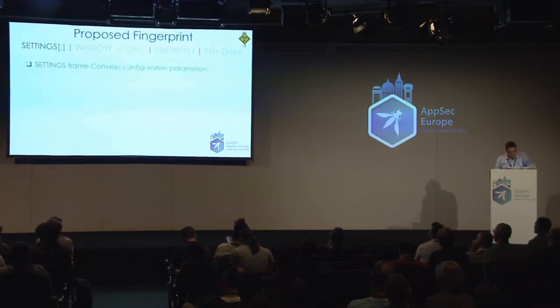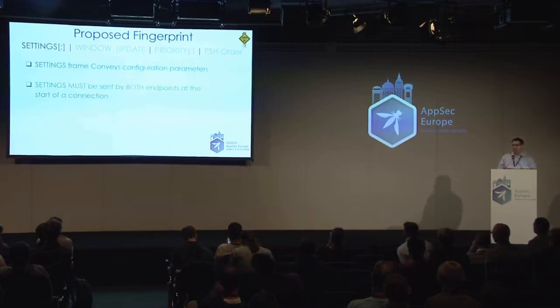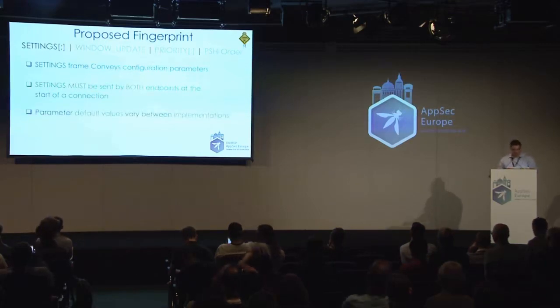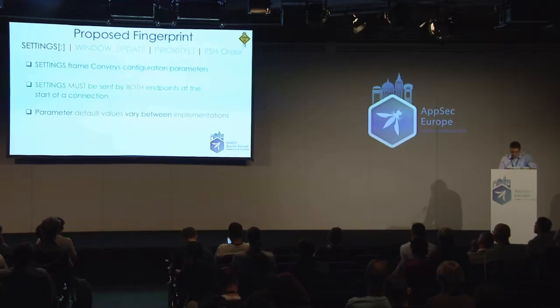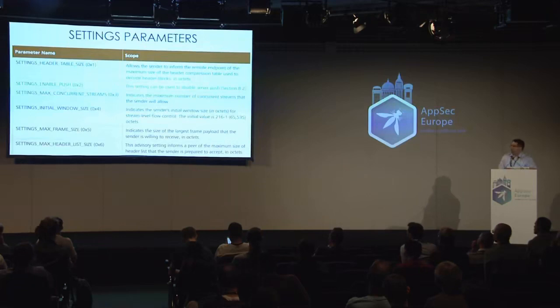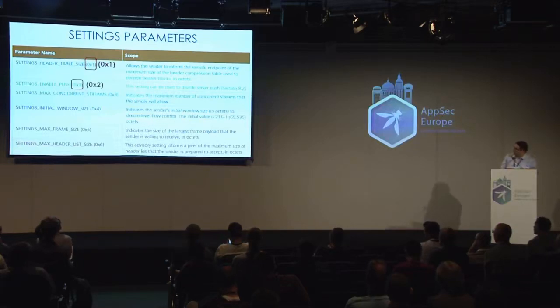First one is the settings frame. And as I've mentioned, it conveys configuration parameters. And the great thing from a fingerprinting point of view is that both ends must send it. So it would always be present at the start of each HTTP2 connection. And even if it's present as an empty one, that's a signal for us, as the ones trying to fingerprint the client, about the behavior of that client. So the RFC defines 6 types of settings. We won't go into them. They are really quite self-explanatory. But what is important to know is that each has its own representation, a hex representation.